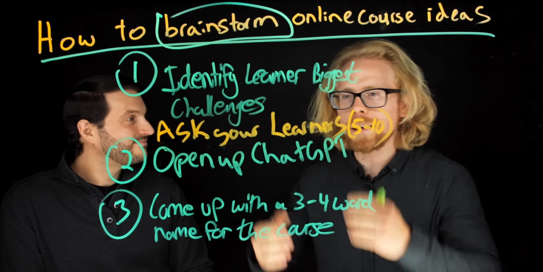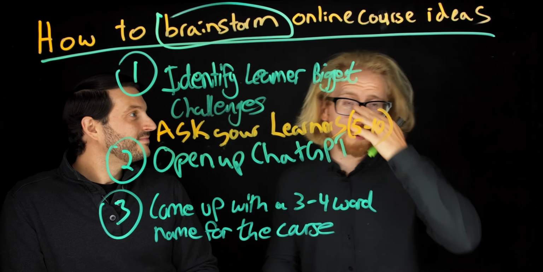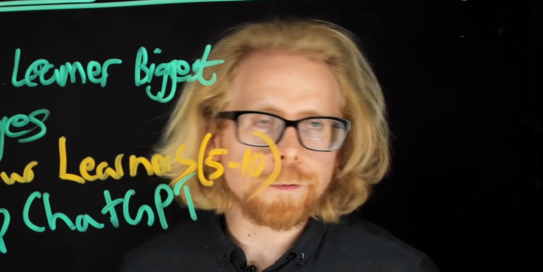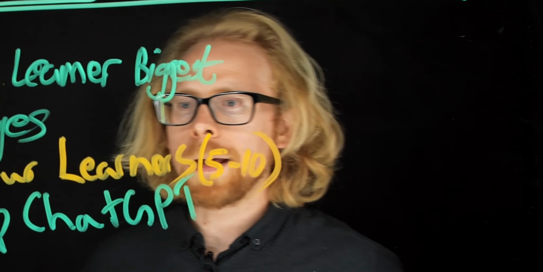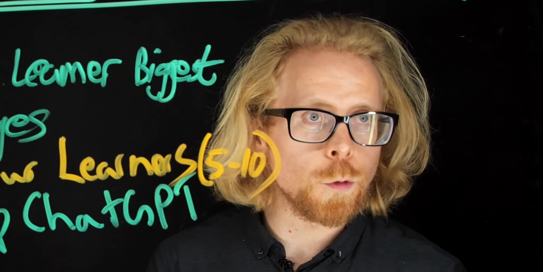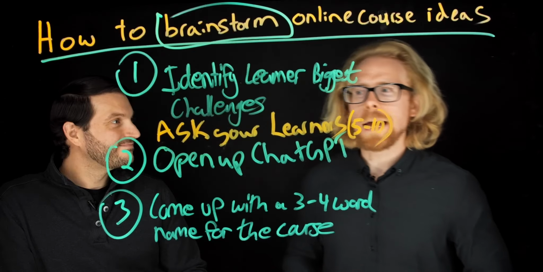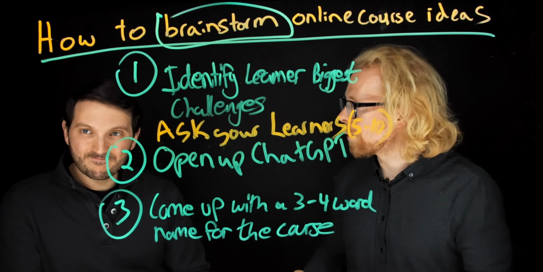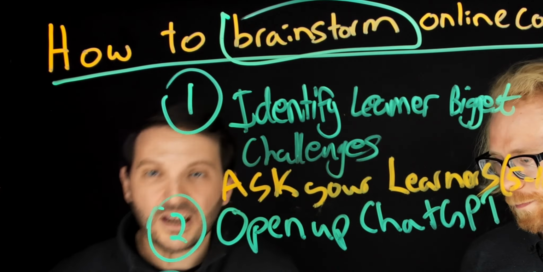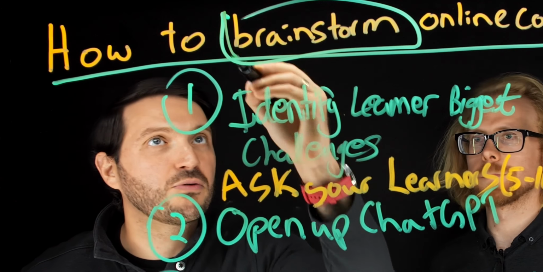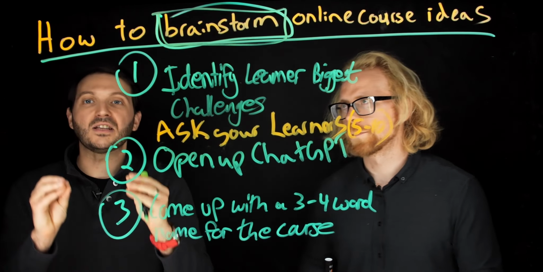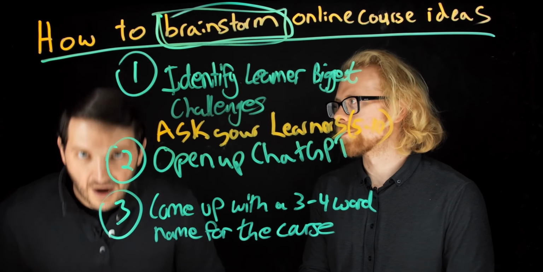So you want to take those ideas that ChatGPT gave you, and you can actually ask ChatGPT to take your favorite course ideas and give you 3 to 4 word course names based on those ideas. And then you really want to take those though and come up with your own, right, Hector? Which is why the key word of this video again is brainstorm. Remember, ChatGPT is a tool. It is not your brain.